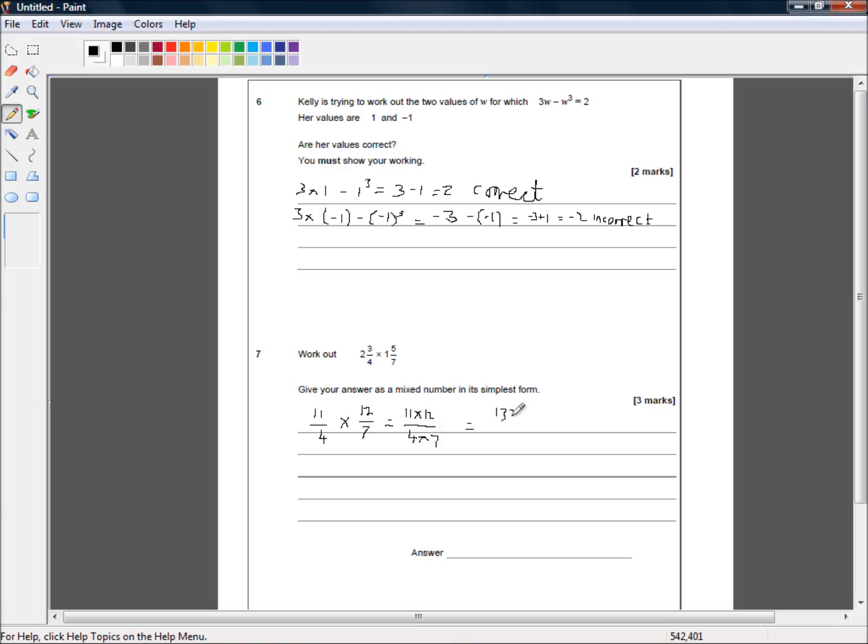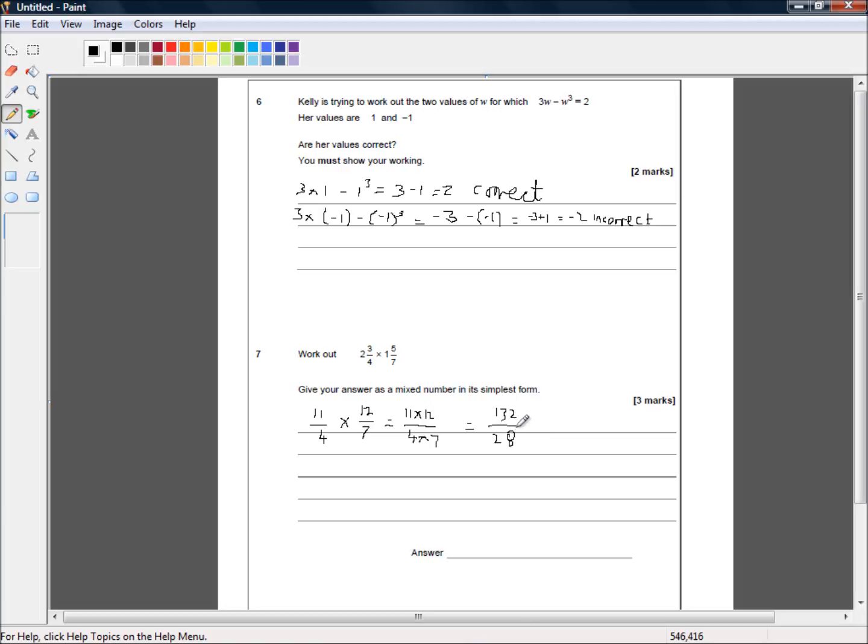11 times 12 is 132, which we know from our times tables, divided by 4 times 7 is 28, which again we know from our times tables. This is a non-calculator paper, so you're expected to know your times tables. Okay, so now we just need to put this in its simplest form.